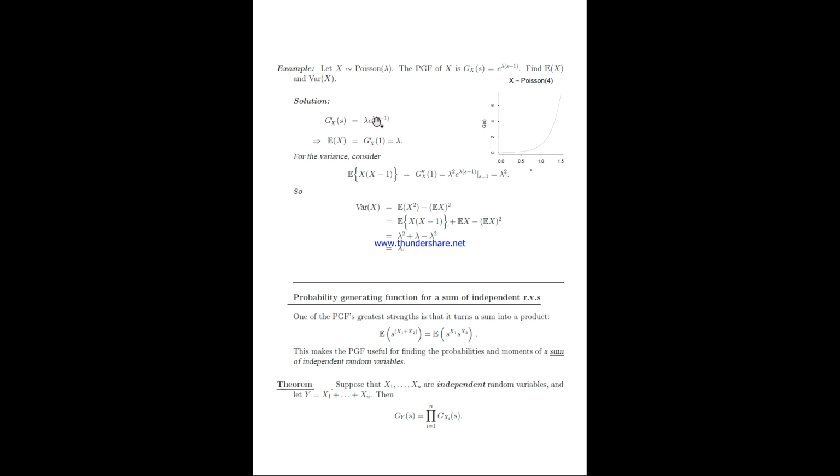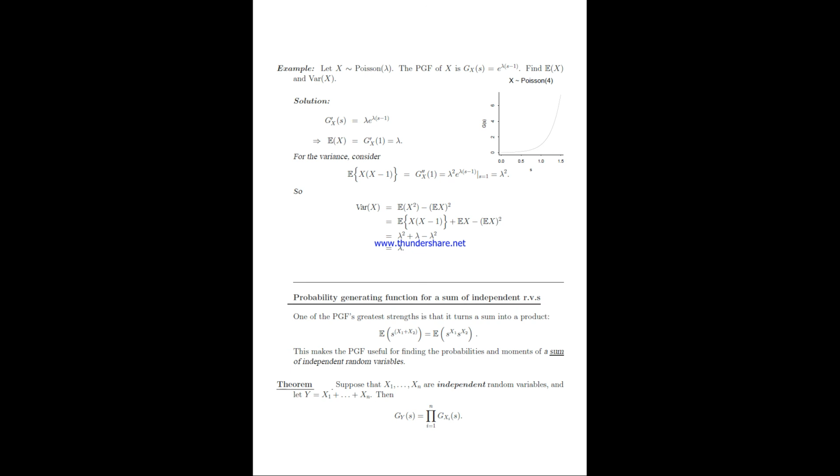Now we are going to substitute 1 for s. That is e to the power lambda into (1 minus 1), which is 0. So that is lambda into e to the power 0, and e to the power 0 is 1. So lambda into 1 is lambda. You can see the expected value of a Poisson distribution is equal to lambda.